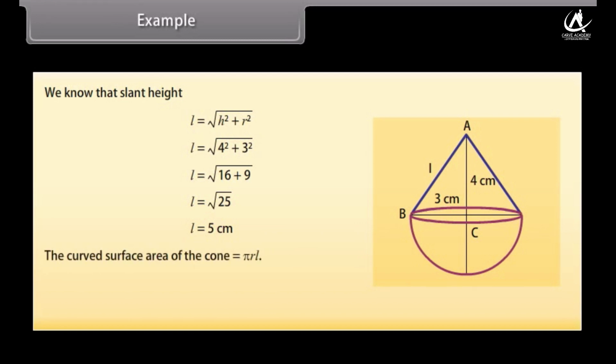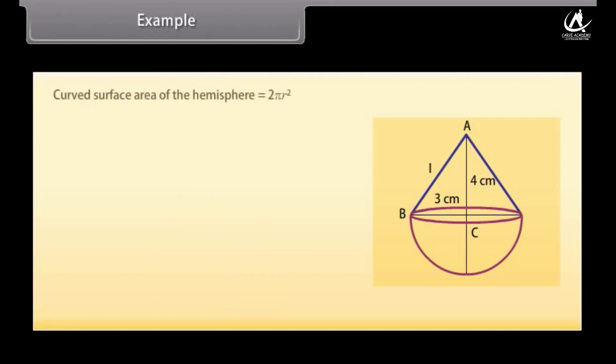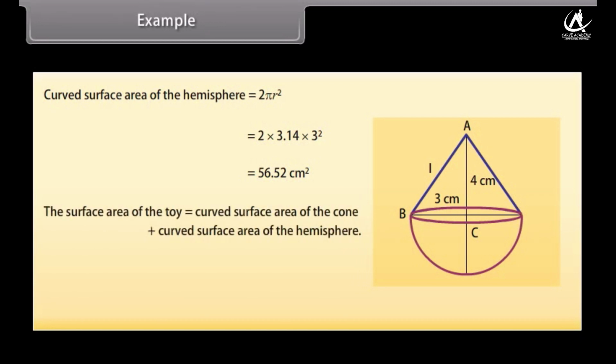Now substituting the values of pi, r and l, we get 3.14 into 3 into 5, which is equal to 47.1 centimeter square. Let's now find the curved surface area of the hemisphere, which is equal to 2 pi r square. So we get 2 into 3.14 into 9 is equal to 56.52 centimeter square. Hence, the surface area of the toy is equal to curved surface area of the cone plus curved surface area of the hemisphere. This is equal to 47.1 plus 56.52. This gives 103.62 centimeters square.